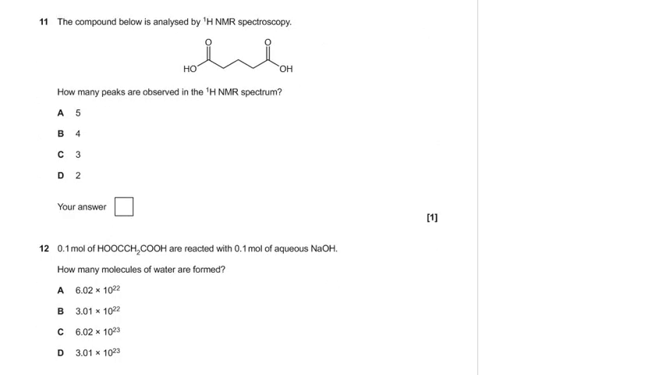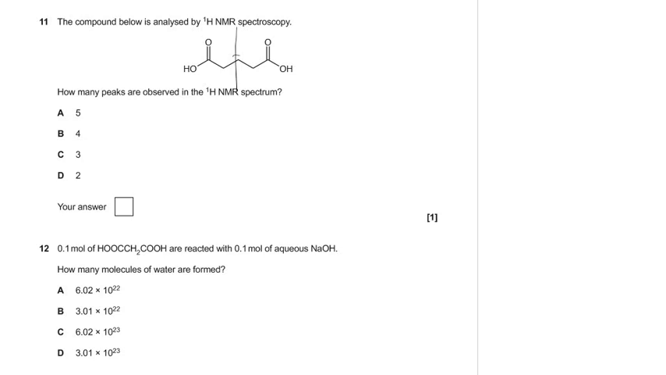So question 11. The compound below is analysed by 1H NMR spectroscopy. So 1H NMR spectroscopy, we're looking for different proton environments. How many peaks are observed in the 1H NMR spectrum? So what we should be doing here is thinking, well, how many different environments are there that a proton could exist in this molecule? And the first thing to do when we're considering this is look for any planes of symmetry. So hopefully we can see that this molecule is actually a mirror image of itself. And we have this line of symmetry going through this central carbon just here.